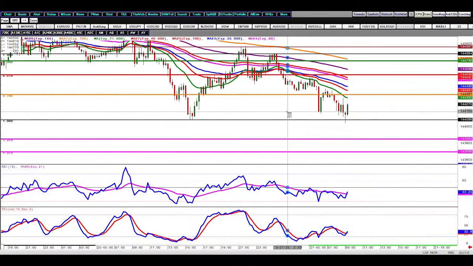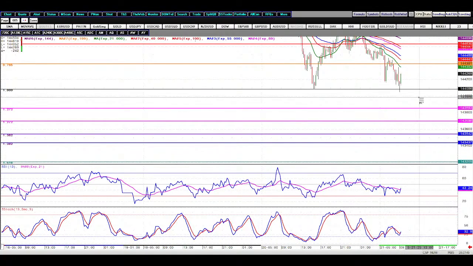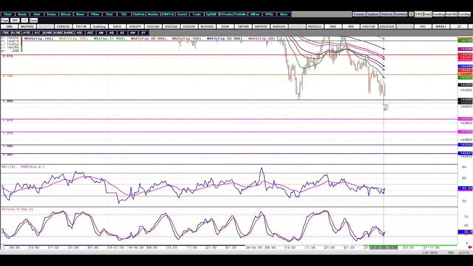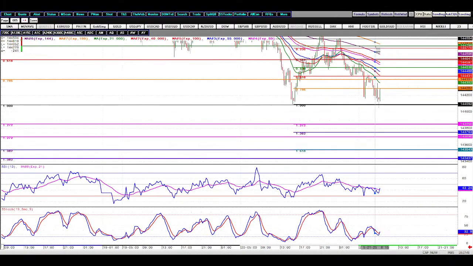Okay, so now we look into the 15 minute. Finally, chances are this might be the low, or we should be getting one more low at 43.70.